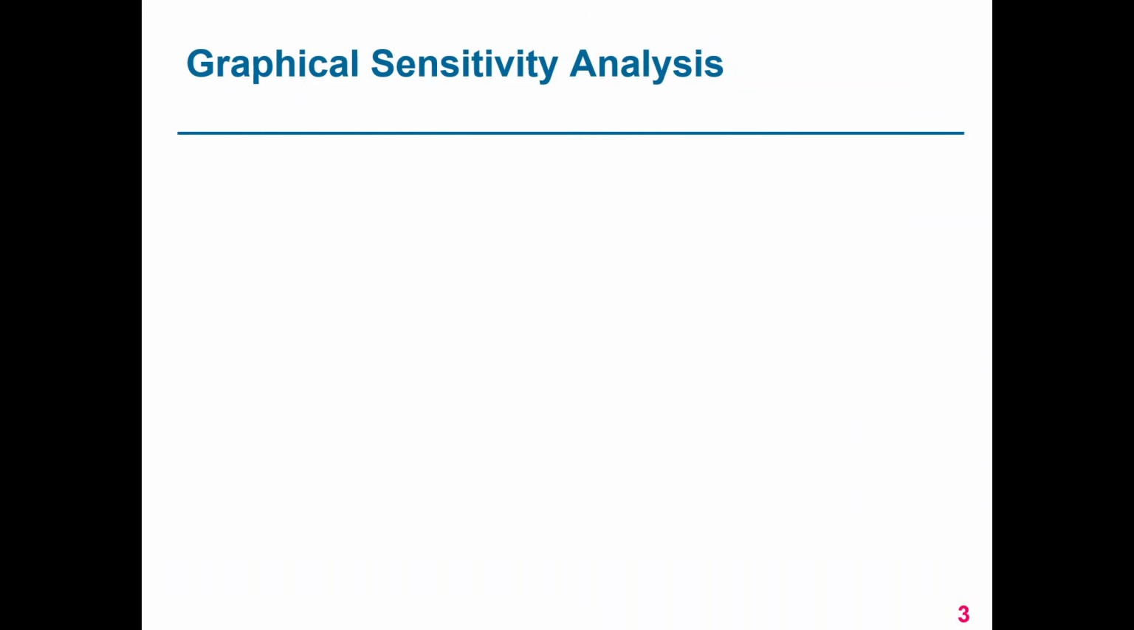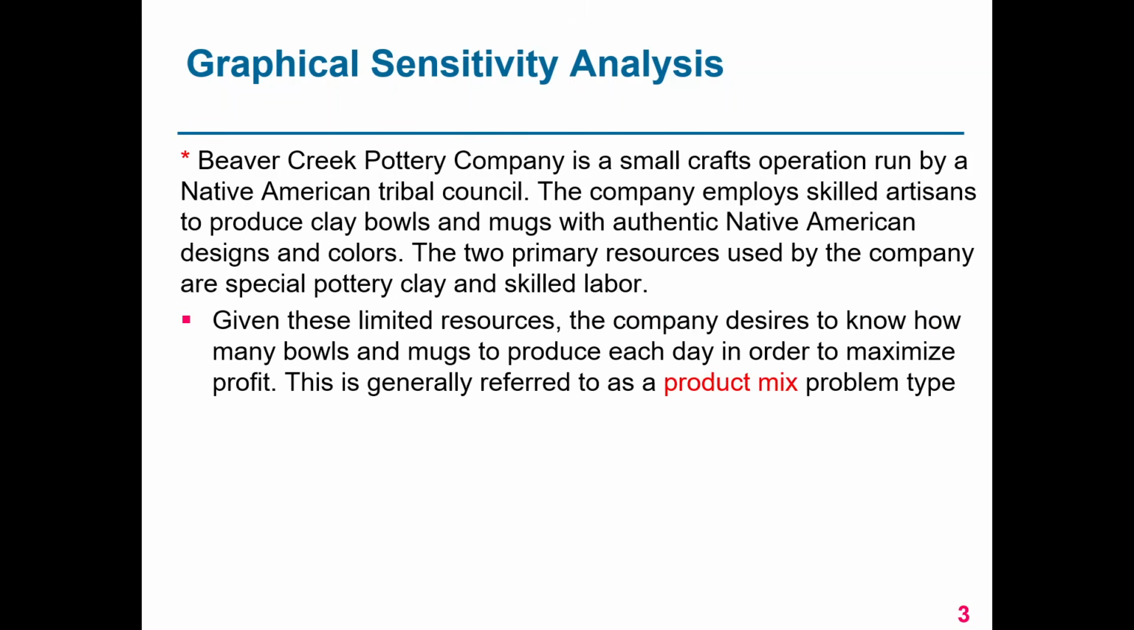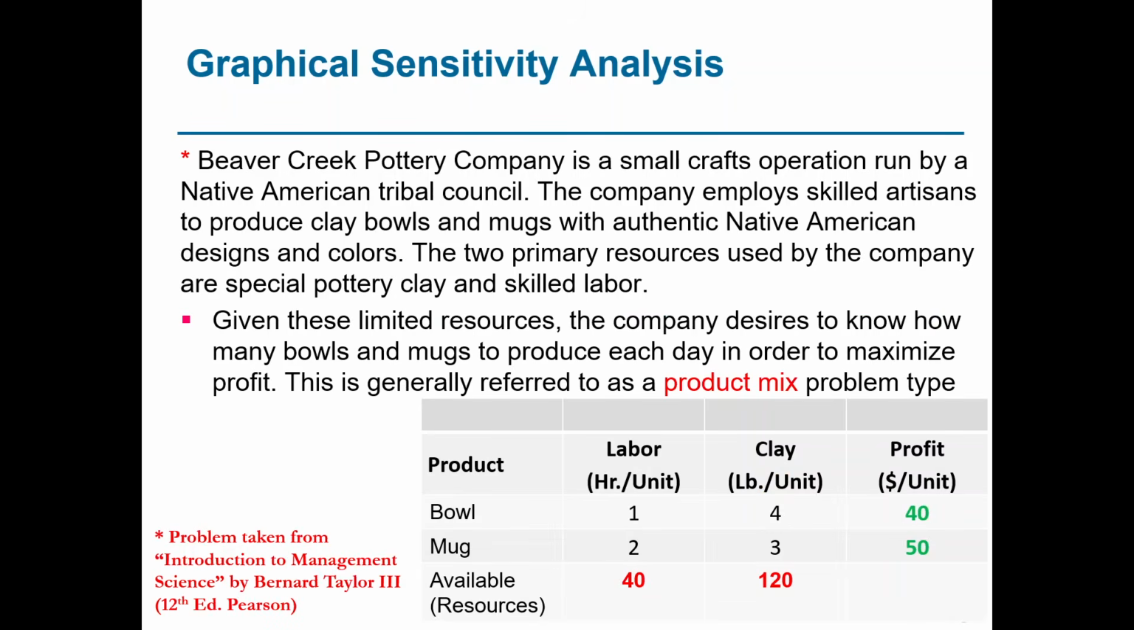So in the first phase, I'll find an optimal solution using the graphical method to a problem. It's a small problem in which a company is trying to find an optimal product mix. The company can make bowls and mugs, and each bowl has $40 profit and mug has $50 profit. The company wants to know the product mix that would maximize its profit. And the company has limited resources of labor and clay. There are 40 hours of labor available and 120 pounds of clay available.